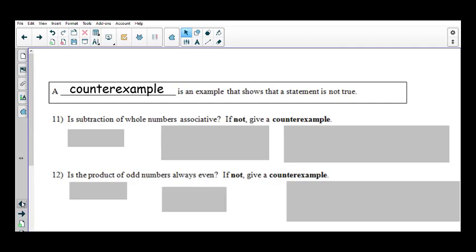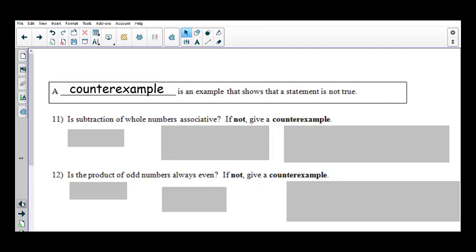So it says a counterexample is an example that shows that a statement is not true. We use counterexamples pretty often. You only need one counterexample to prove that a statement is not true. So we're going to have some examples here where we try to figure out if the statement is true, and to prove that it's not true, if it's not true, we can give a counterexample.